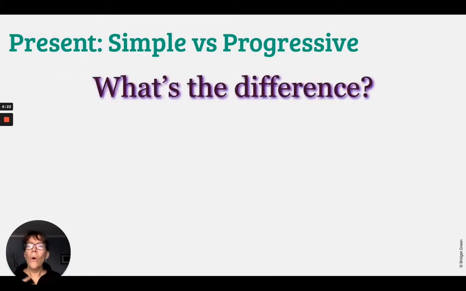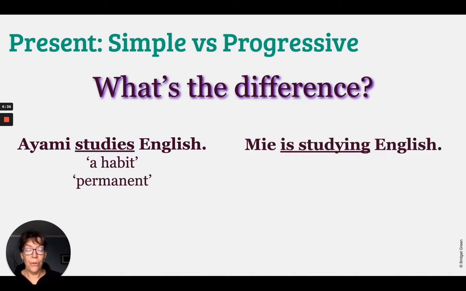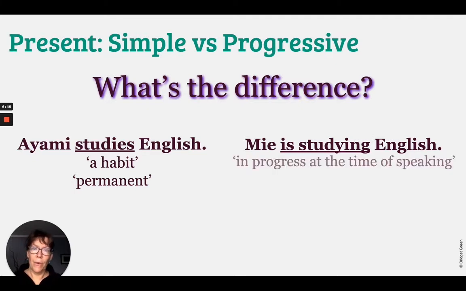Okay, so what is the difference between the present simple and the present progressive? Have a look. Ayami studies English. We say this because it's what we call a habit, or it's permanent, or it's a general truth. And Mie is studying English. So the difference is only the verb, simple verb or progressive verb.